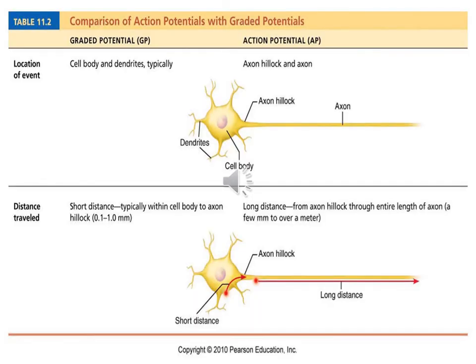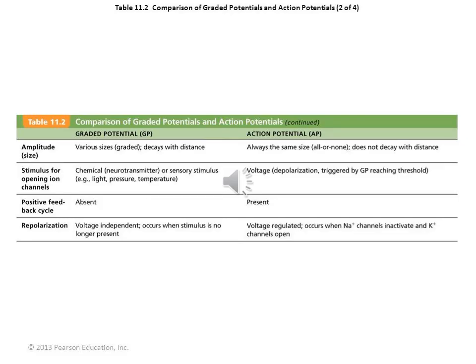These next few slides, we're going to make the comparison of the graded potential with the action potential. So we're going to go through the different parts of this. Some of this I've already mentioned. The location of your graded potential is the cell body and dendrites, whereas the action potential is your axon hillock and your axon. Your graded potentials are going to be short distance. Your action potentials are going to be long distance. Graded potentials can be various size and they decay with distance. Your action potential is always the same size. We're referring to all or none, and distance is irrelevant.